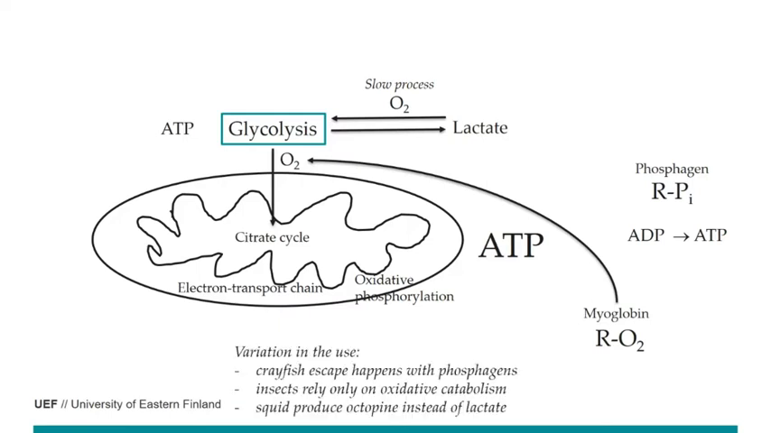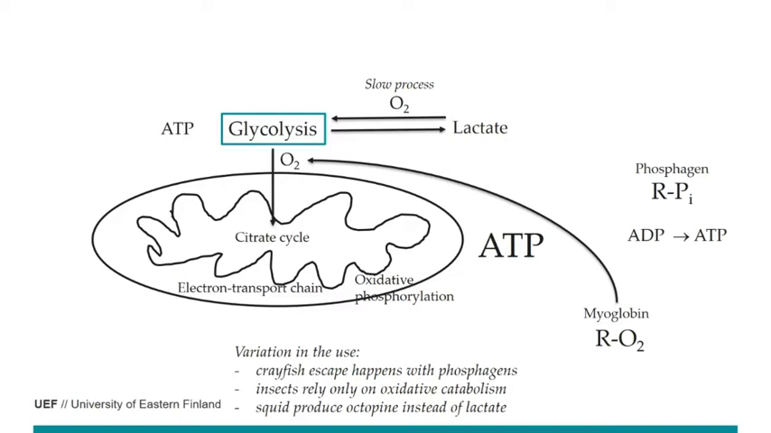And there is some variation. We started this section with the crayfish that was escaping with the large tail muscle. And that happens almost purely with these phosphagens. So by releasing phosphate from these phosphagens to produce ATP from ADP, it can flap a few times, after which the batteries are empty. But then, for example, insects practically don't use anaerobic metabolism at all. So they rely only on this oxidative catabolism.